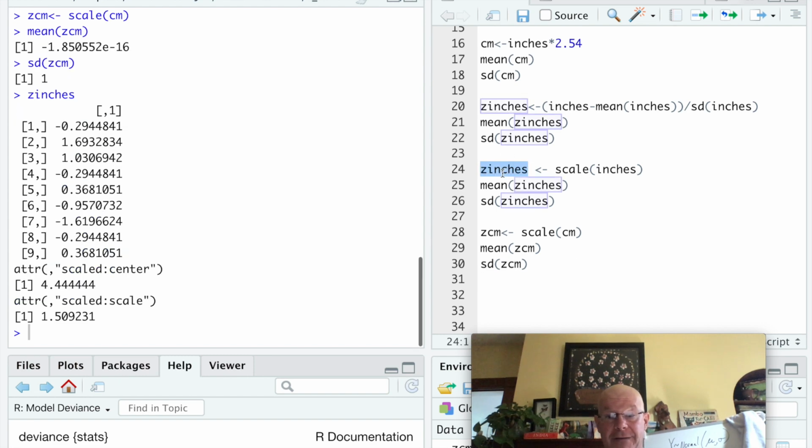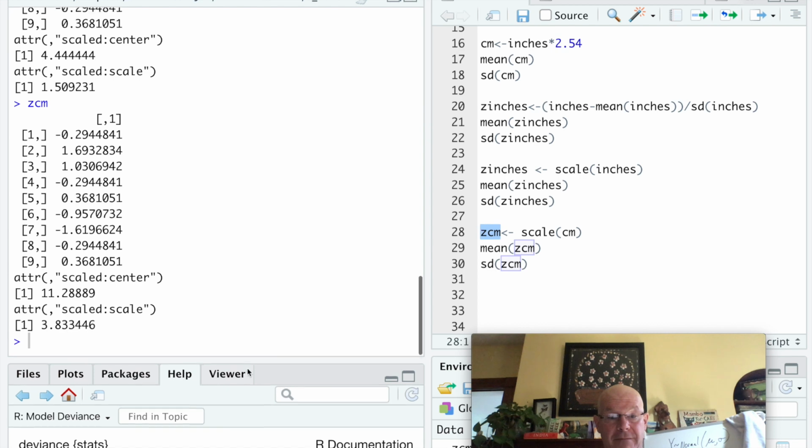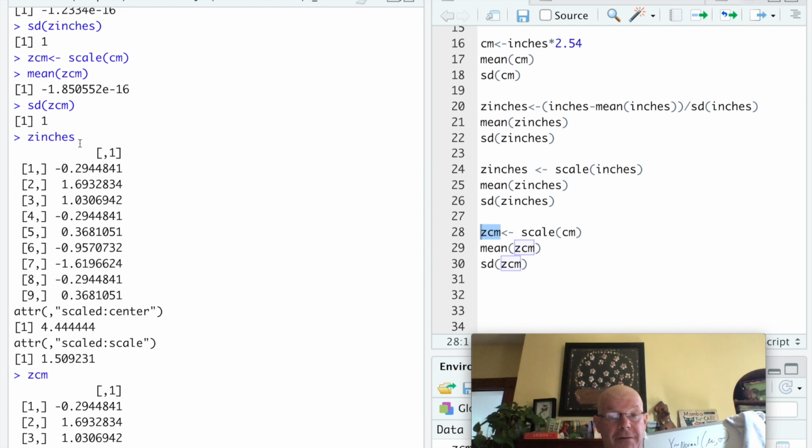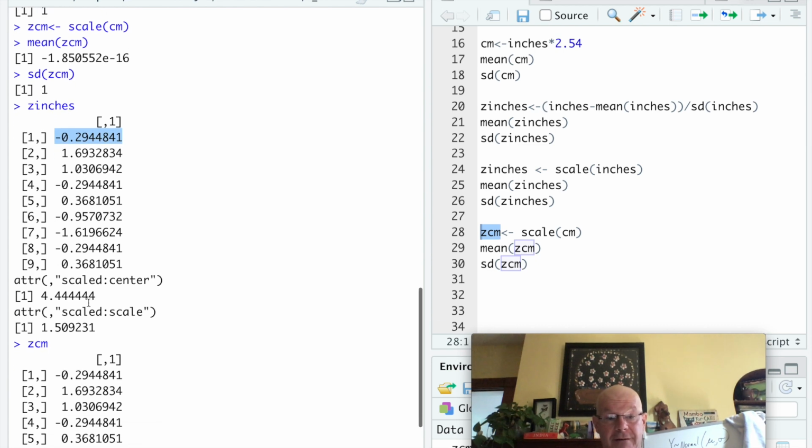And in fact, if we look at the actual raw z-transform data, this is the new value for the first observation in inches. It's negative 0.29. And in centimeters, it's the exact same thing. So even though the actual values of the data are different because they're measured on different scales, once we z-transform them, we know that that very first observation that we saw is 0.29 standard deviations below the mean. And we know that the second individual is 1.69 standard deviations above the mean, and so on. And we get the same whether it's in inches or in centimeters.